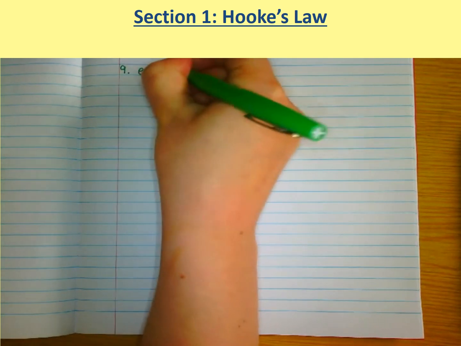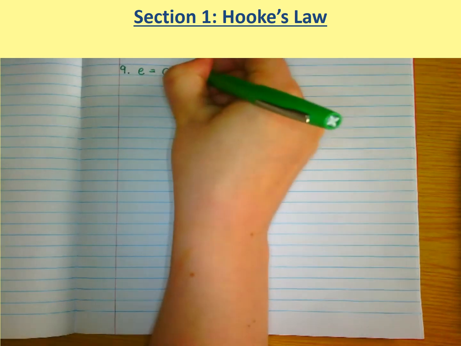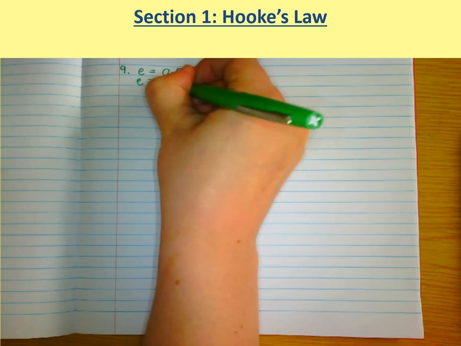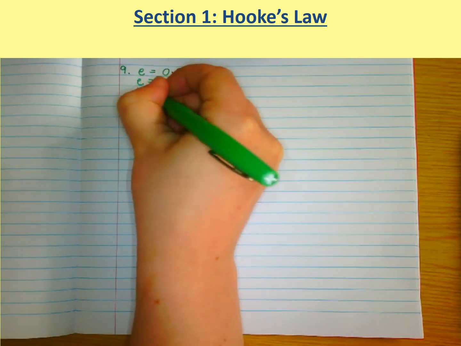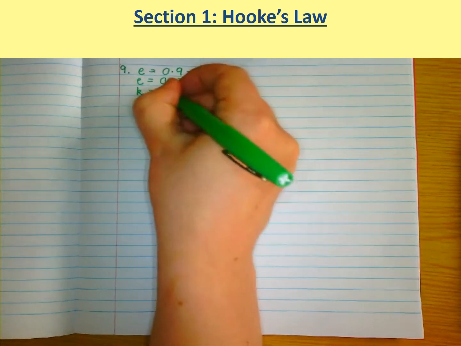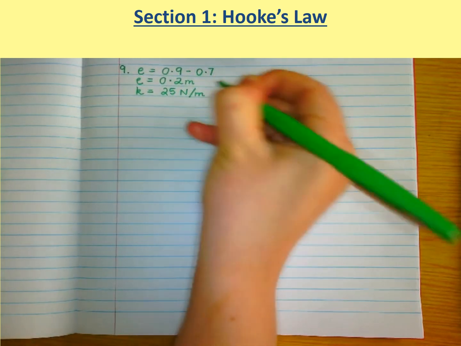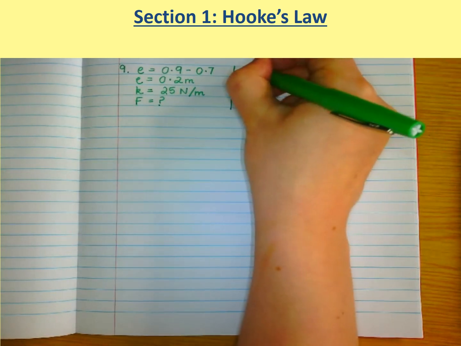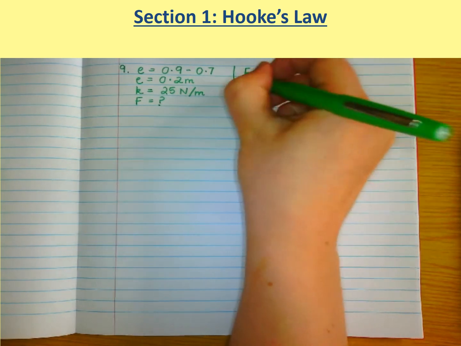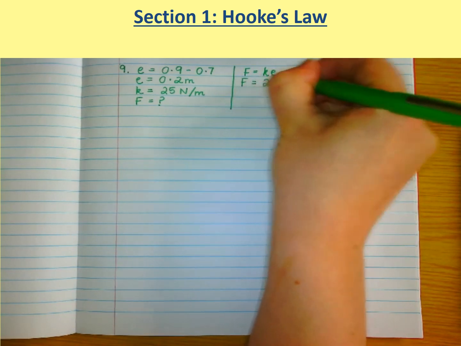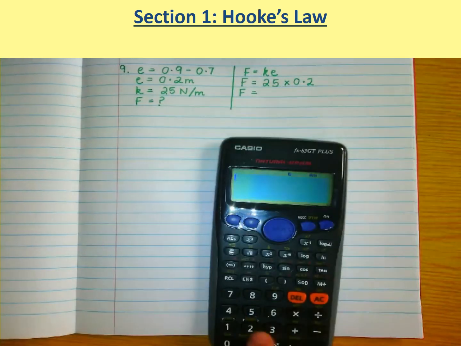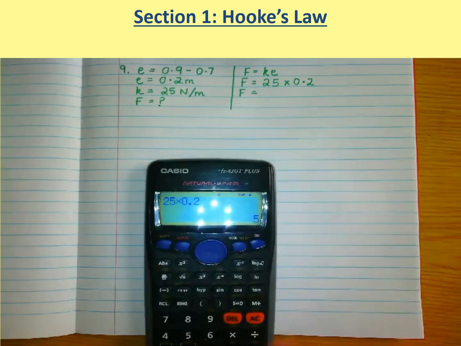So question 9 says that the spring was 0.7 metres and it was stretched to 0.9 metres. And so to find the extension, we do 0.9 metres, take away 0.7 metres. That gives me an extension of 0.2 metres. The spring constant is 25 newtons per metre. And we're looking to find the force. So I write the equation, force is equal to spring constant times extension. So force is equal to 25 times 0.2. On my calculator, 25 times 0.2, and that's equal to 5 newtons.